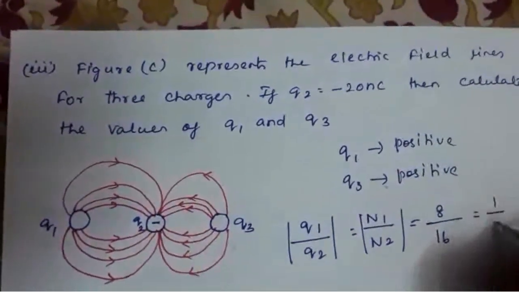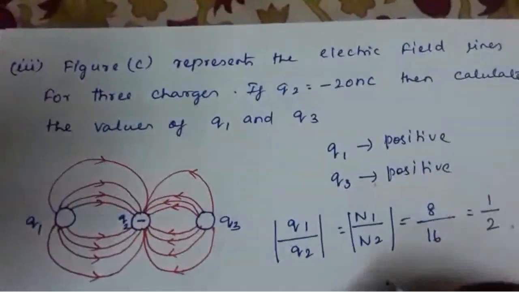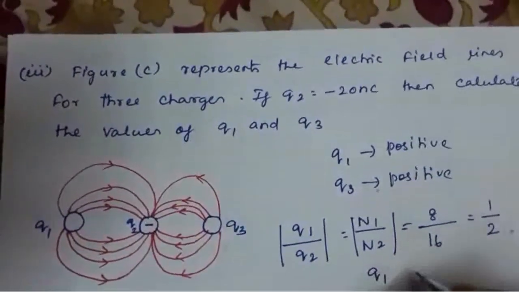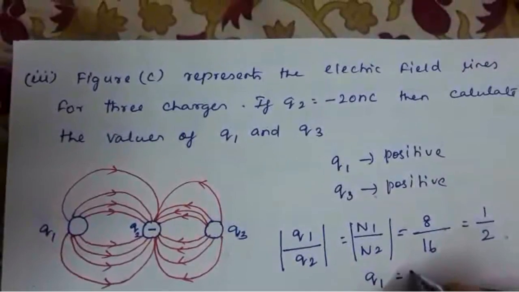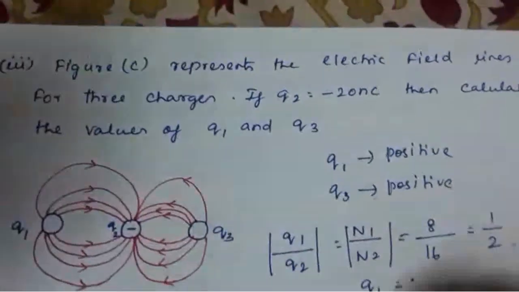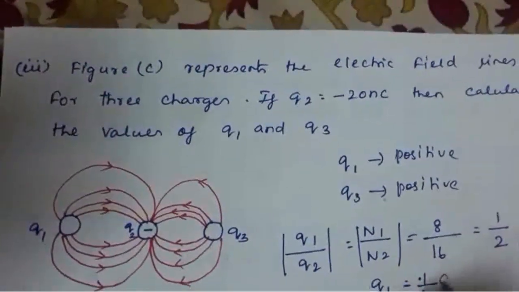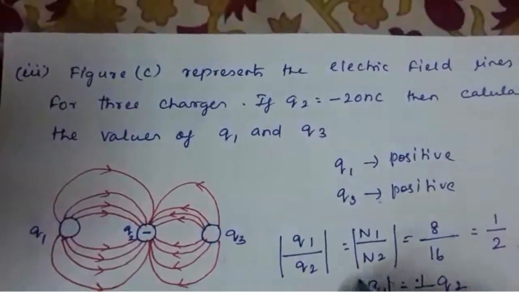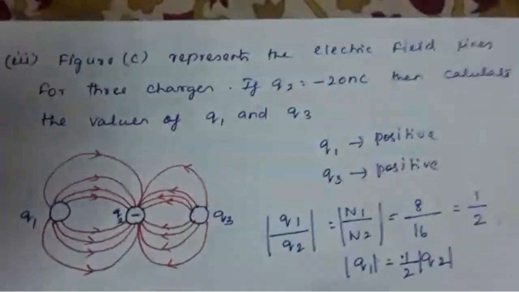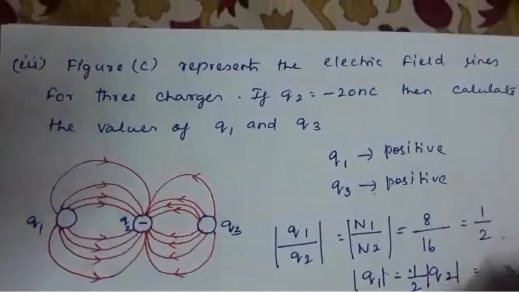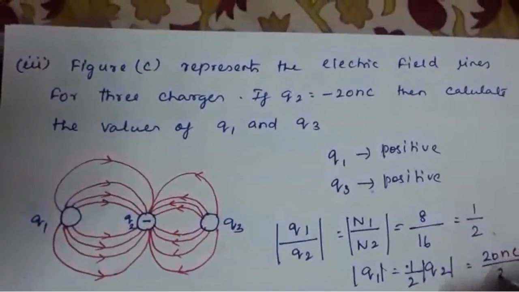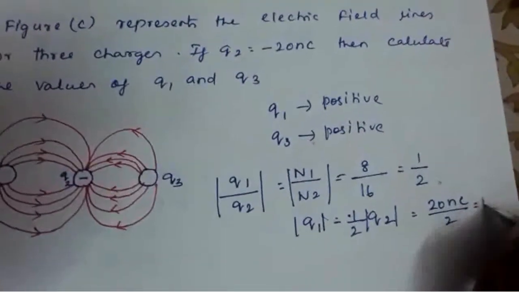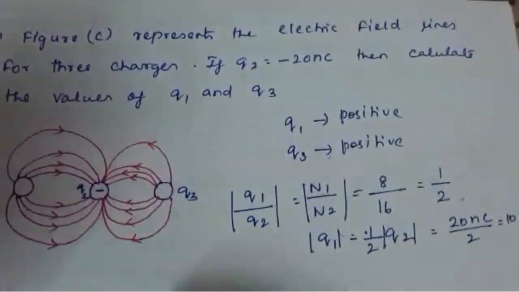So it is 1 by 2. So we can write Q1 is equal to 1 by 2 times Q2. Modulus of Q1 is equal to 1 by 2 times modulus of Q2, which is equal to how much? 20 nanocoulomb by 2, which is equal to 10 nanocoulomb.